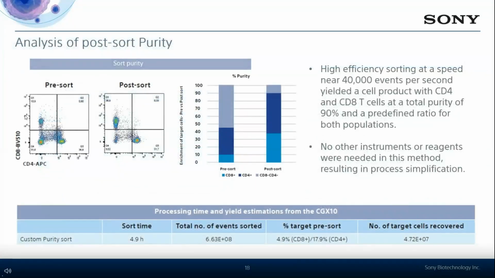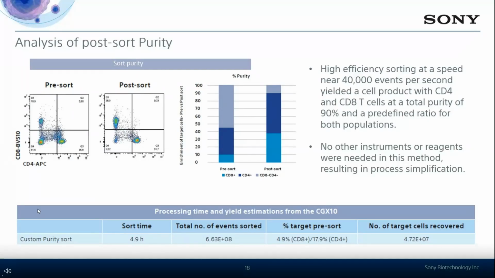Looking at the results of this experiment, at the bottom, we have the sort result. These cells were sorted in just under 5 hours again, starting with 6.6 E8 cells. The target percentages of CD8 and CD4 were 4.9 and 17.9% respectively, and we recovered a total of 4.7 E7 cells. So this is sorted at 40,000 events per second.